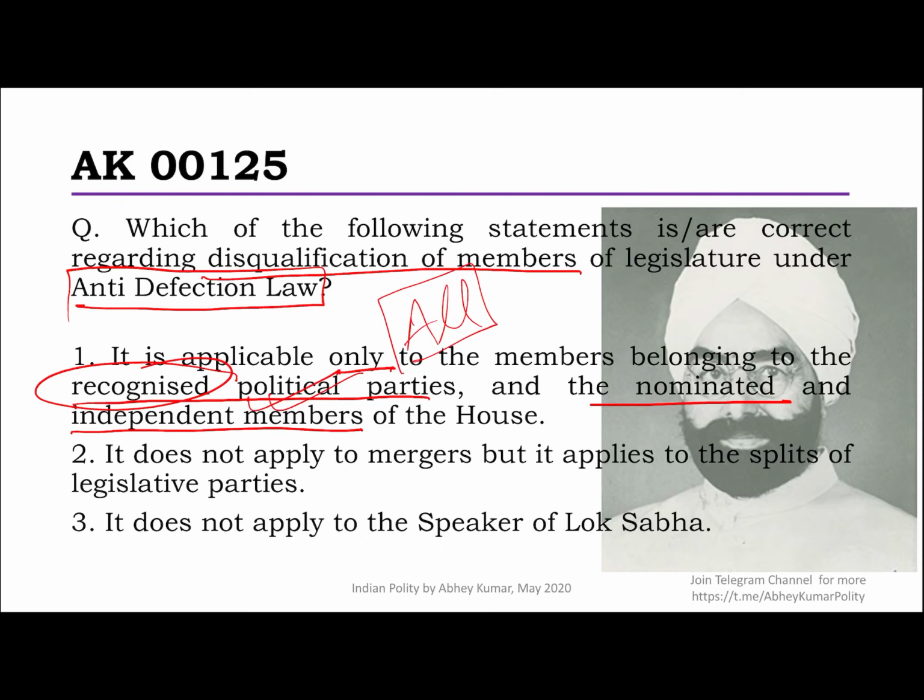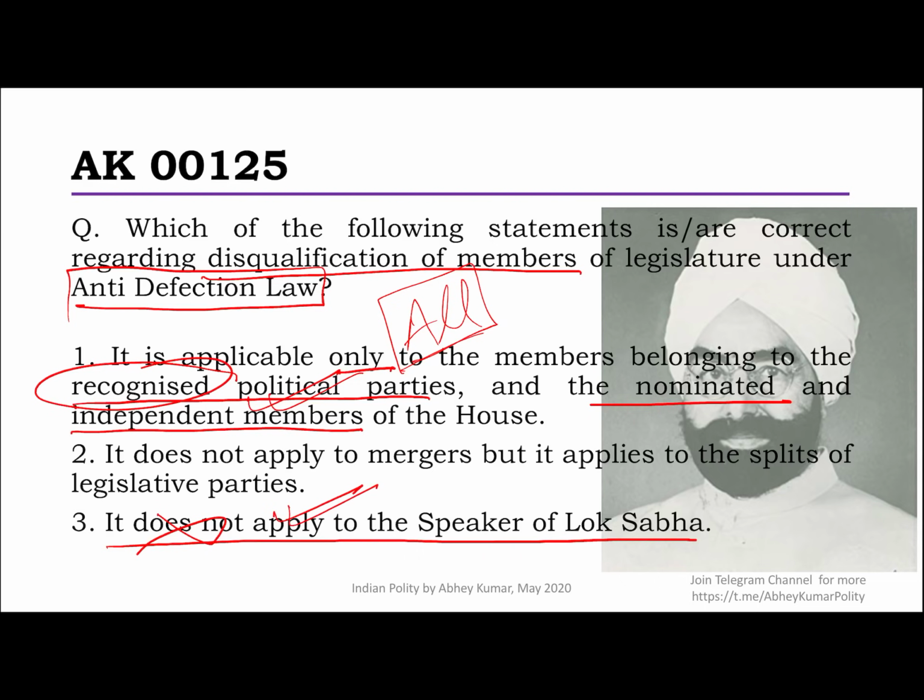Essentially, you should just understand it applies to all members of the House. Anybody who is a member is under Anti-Defection Law. Yes, some specific exemption may have been given. But that's a different thing, but everybody is covered, and hence you should be able to answer the third point also. It does not apply to the Speaker of Lok Sabha. Absolutely wrong. It does apply.